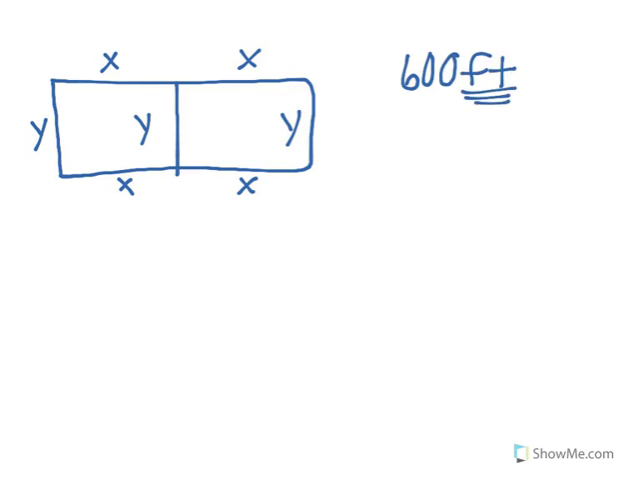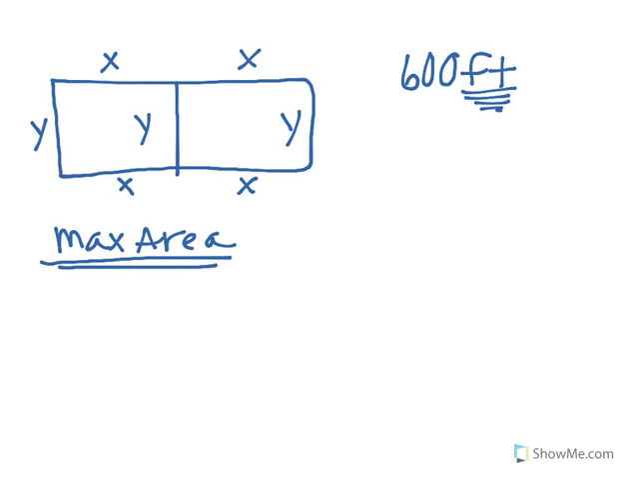And the key is to keep an eye on the units. It says 600 feet of fencing. You use part of this fencing to build a fence across the middle of the rectangle. Find the length and width of the rectangle that gives the maximum area. So I want to maximize area. And the last problem I didn't do that. I maximized perimeter. So I want to maximize area.